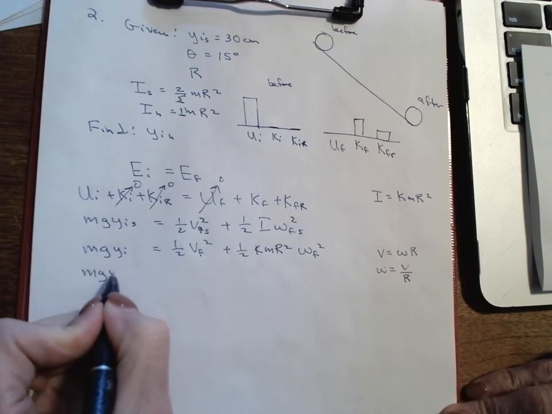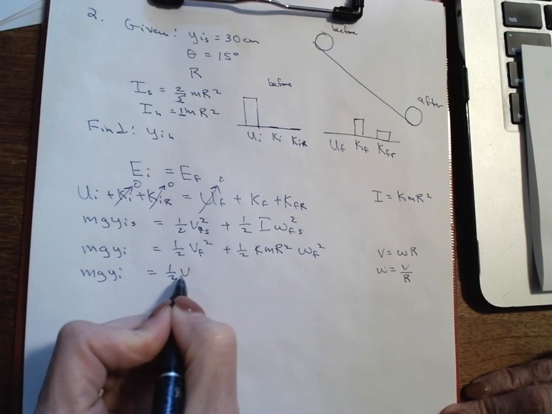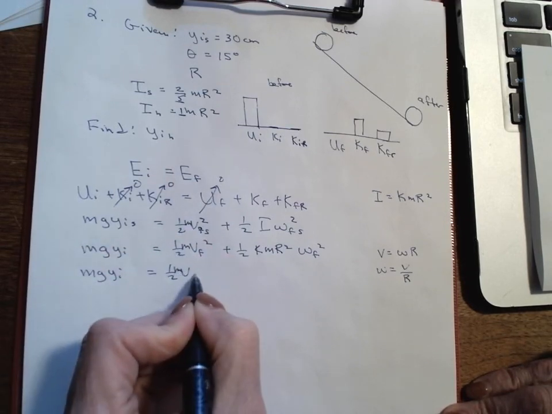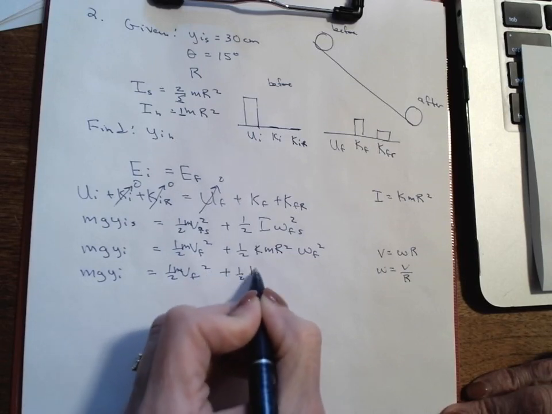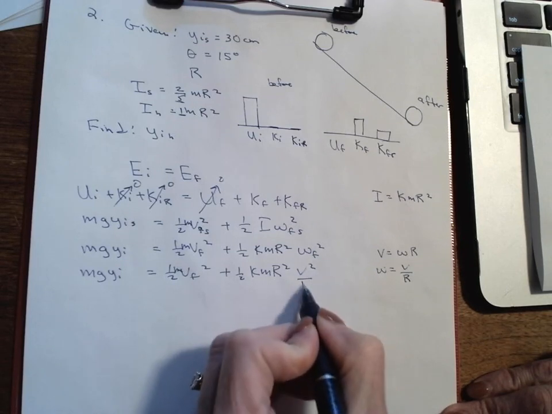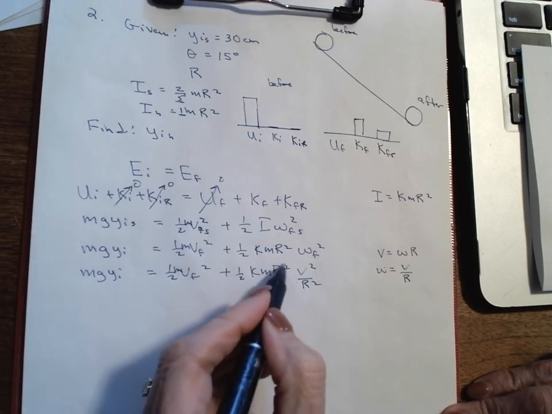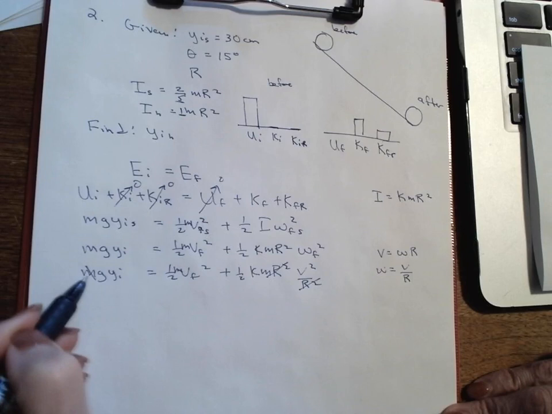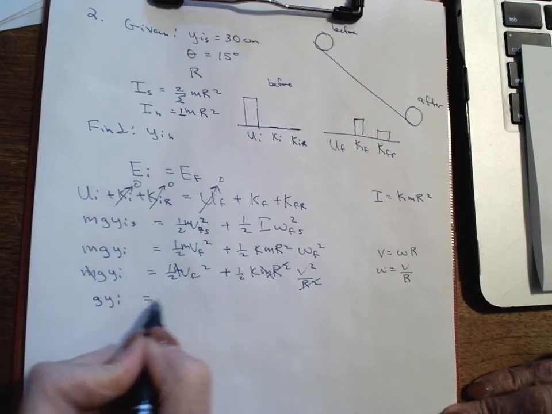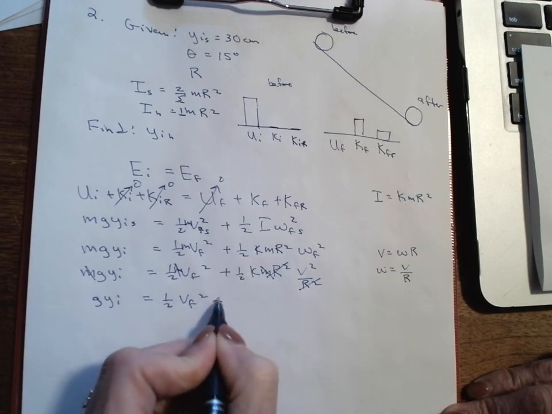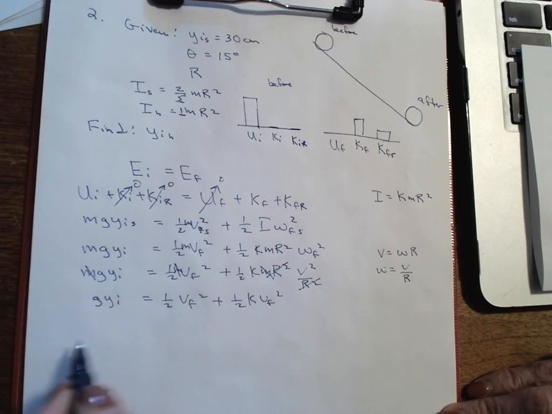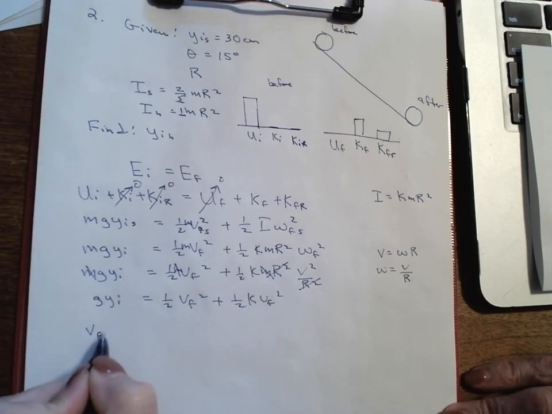So I'm going to have mg y initial is equal to 1/2, oops, I forgot my m, v final squared plus 1/2 k m r squared, and then I'm going to plug in v squared over r squared. So I can cancel out my r squareds, and I can cancel out my m's. So I have g y initial is equal to 1/2 v final squared plus 1/2 k v final squared. So I want to get v final squared alone.